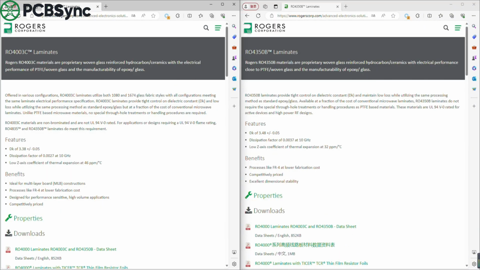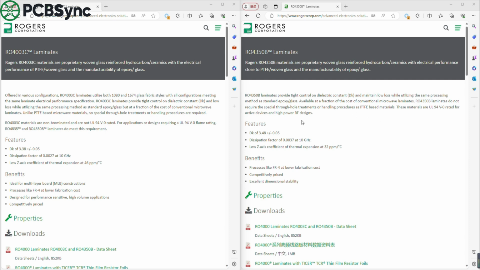Now, let's take a look at the differences in their applications and processing. RO4350B is often used in base station power amplifiers, communication equipment, and other RF/microwave products that require a flammability rating, while RO4003C is more suitable for RF designs that do not require V0 certification, but still focus on low dielectric loss and cost control.